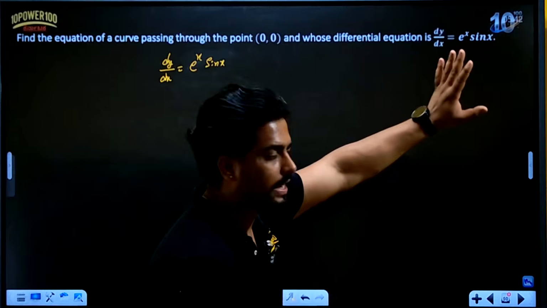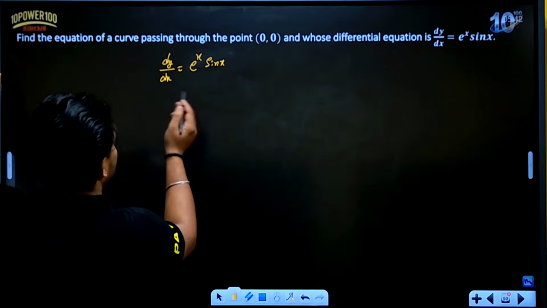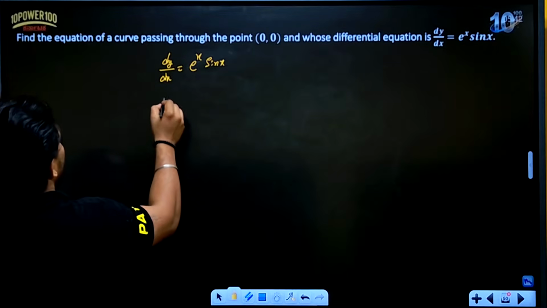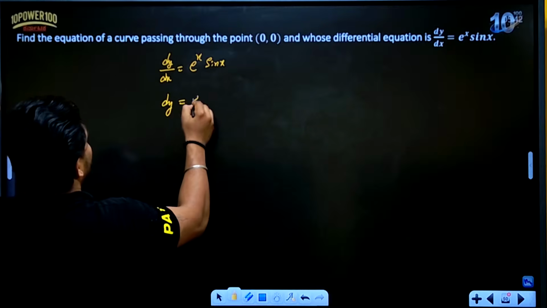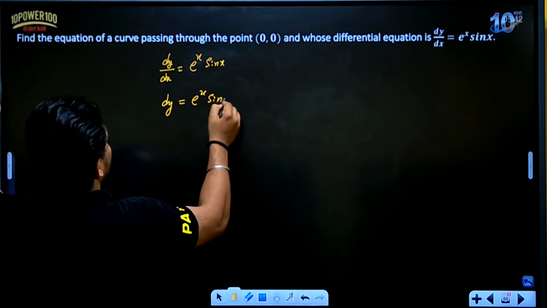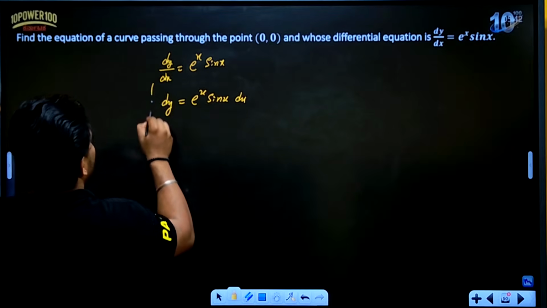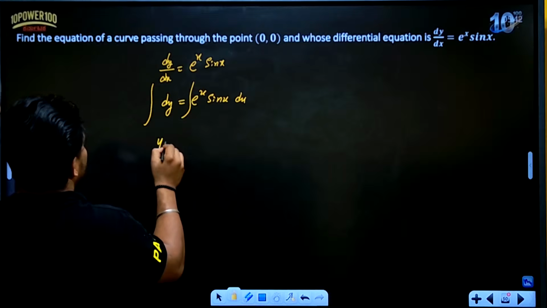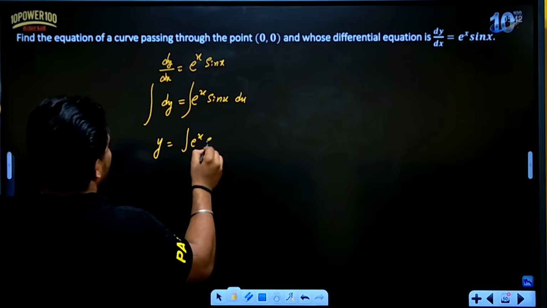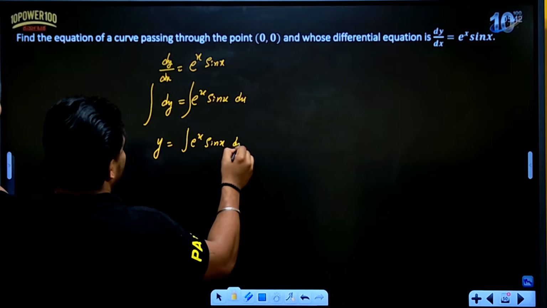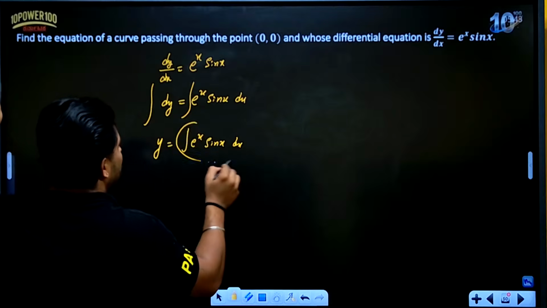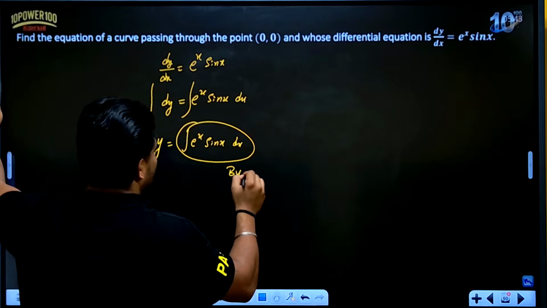Where x is in dx, we can separate y and x separately. So next dy is equal to e to the power x sin x into dx. Now if you put integration on both sides, y is equal to integration of e to the power x sin x dx. Solve this by parts. So by parts.